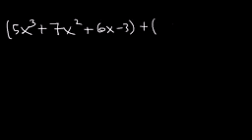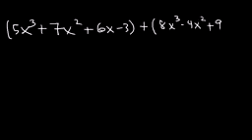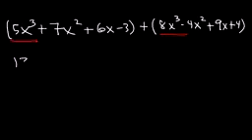Go ahead and add these two polynomial expressions. Feel free to pause the video and work on the example. So first, let's add 5x cubed plus 8x cubed. 5 plus 8 is 13. And then let's add 7 and negative 4. 7 minus 4 is 3.